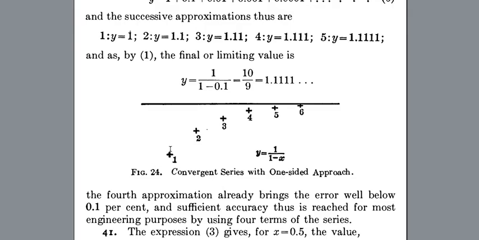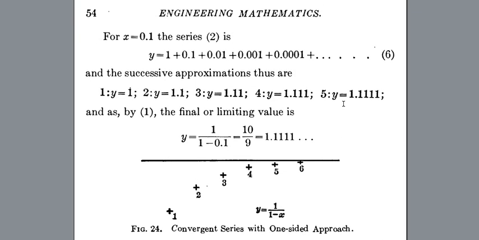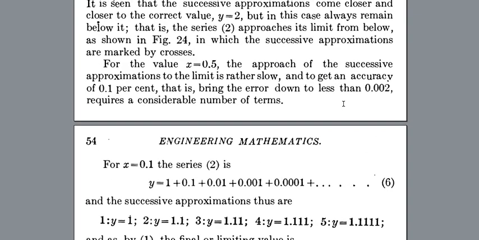are marked by crosses. For the value x equals 0.5, the approach of the successive approximations to the limit is rather slow. To get an accuracy of 0.1%, that is, to bring the error down to less than 0.002, requires a considerable number of terms.